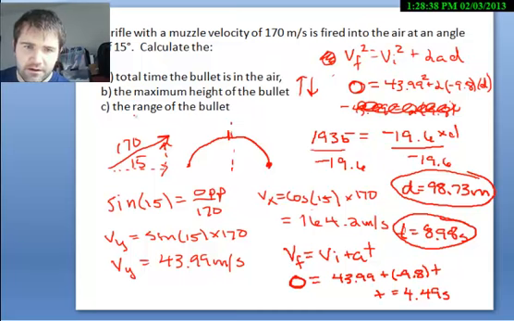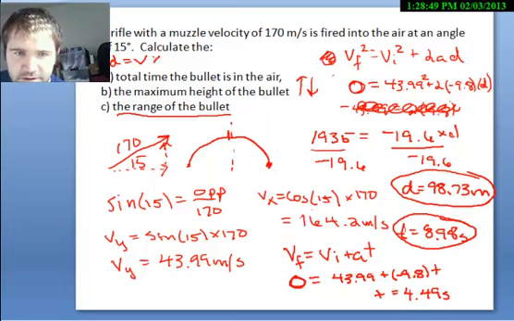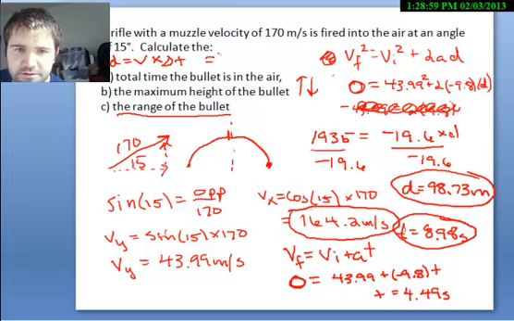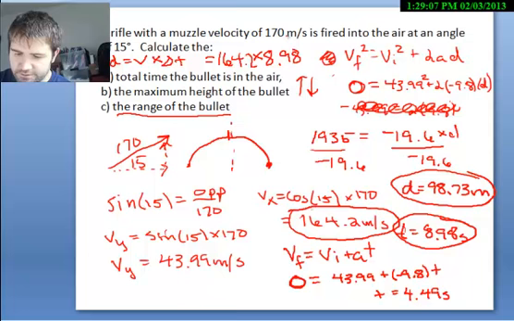Okay, finally, the range of the bullet. We know that the horizontal velocity of this bullet will be the same the entire time, so we know our change in distance will equal velocity times change in time. Therefore, change in distance will equal my horizontal velocity, which I calculated earlier was 164.2 meters per second. So it equals 164.2 times my total time of 8.98 seconds. 164.2 times 8.98 is 1,474 meters.